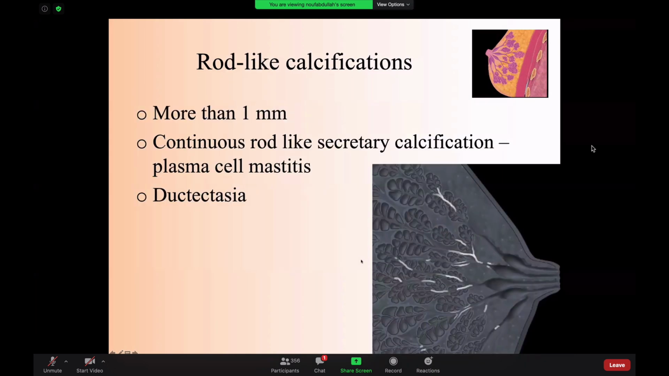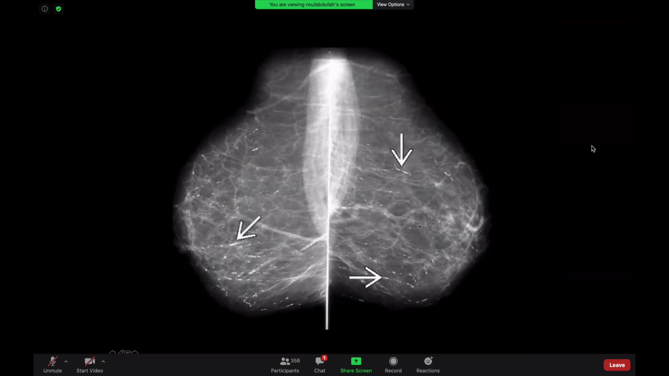So I would be very careful looking at it. Rod-like calcifications have a very classic appearance. They look linear. However, if I compare them to the suspicious linear ones, they are a little bit coarse in comparison. You will usually see them bilateral, and they're usually diffuse. These are BI-RADS 2.